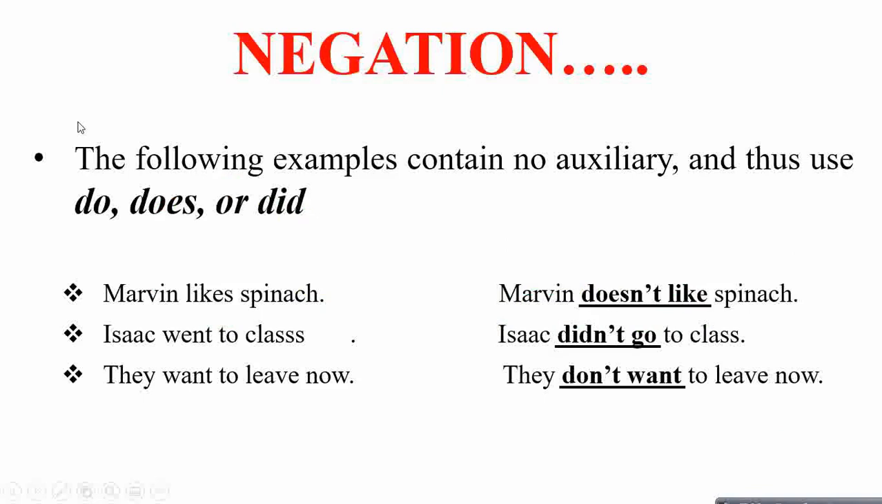So for example, Marvin likes spinach. Marvin is singular because this likes shows the simple present tense, so it simply converts into Marvin does not like spinach. So this does not we can also write in a contracted way like this. Isaac went to class, so it's a past tense, so Isaac did not go to class.